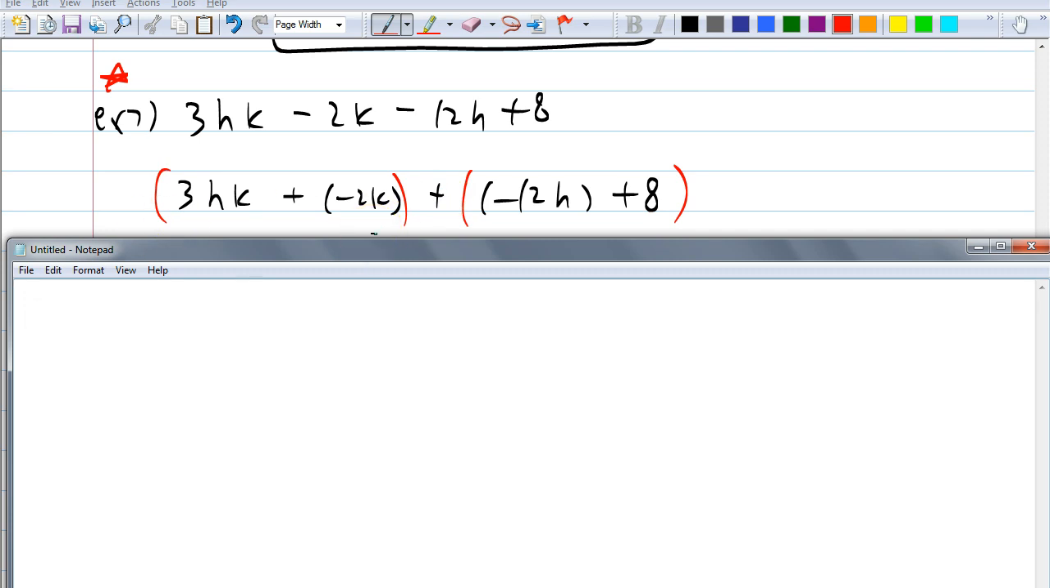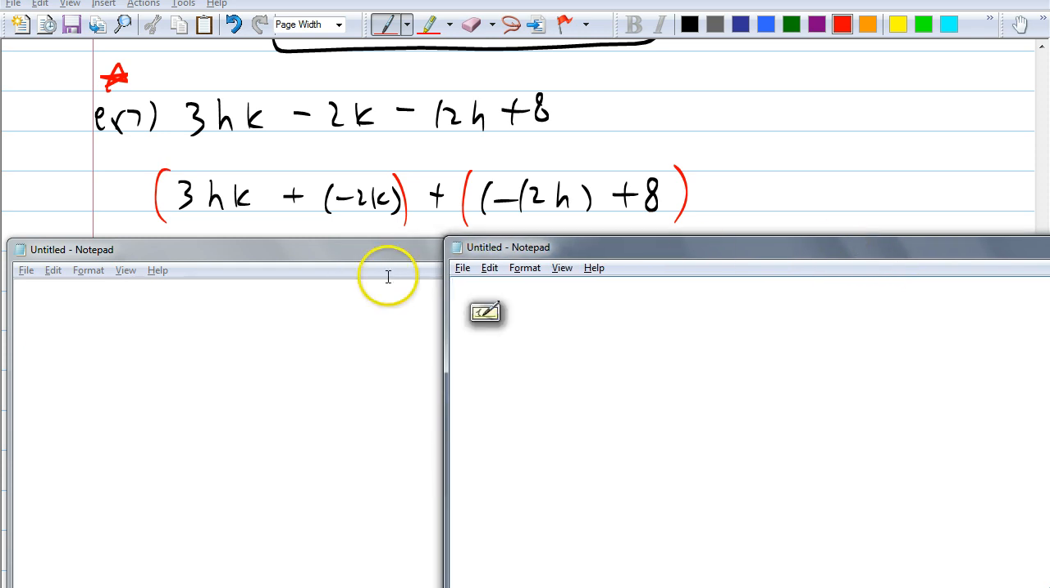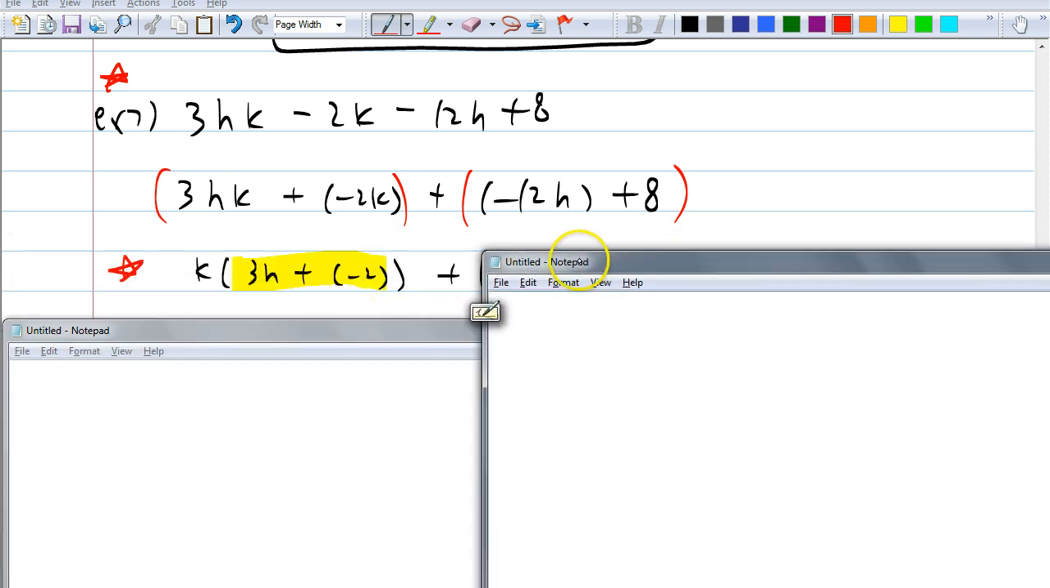The first two terms: 3hk plus negative 2k. What's your GCF? Yes, k. So you factor out a k. Isn't that the only GCF you have? So it's going to be k times 3h plus negative 2. Plus, what is my GCF for negative 12h plus 8? By the way, we're hoping that you're going to get a common factor here, so don't you want the first number to be positive? So what should we factor out?